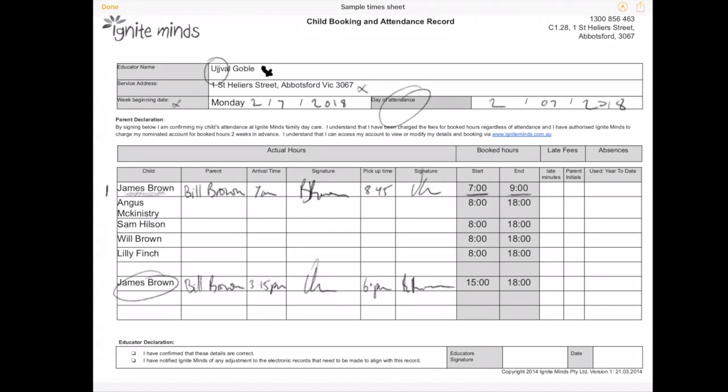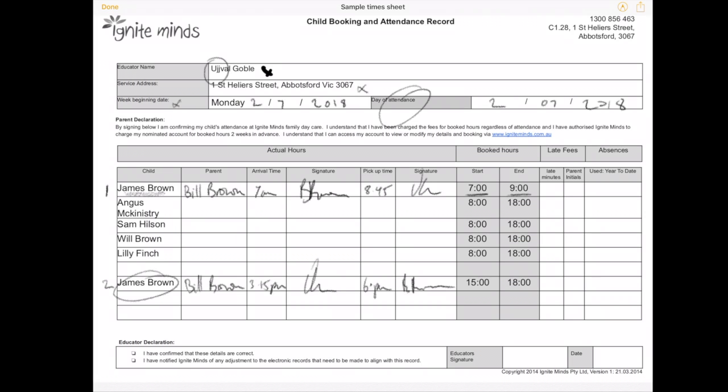So you'll see there's two entries for James. Entry number 1 when James came in the morning, and entry number 2 when James was signed out at the end of the day. Now this represents an accurate record of attendance in my venue because James came in the morning and left to go to school. He then came back in the afternoon and then left at the end of the day when he got picked up by his father Bill.